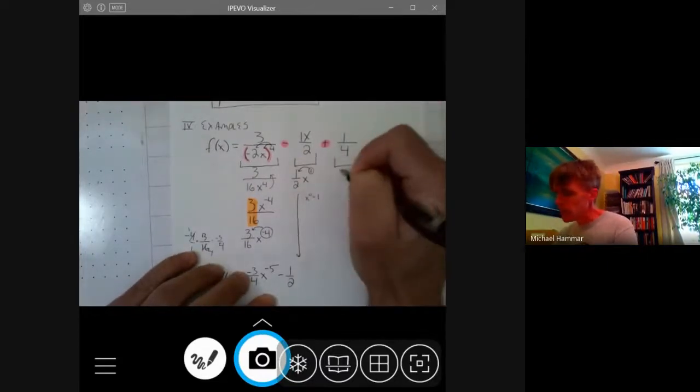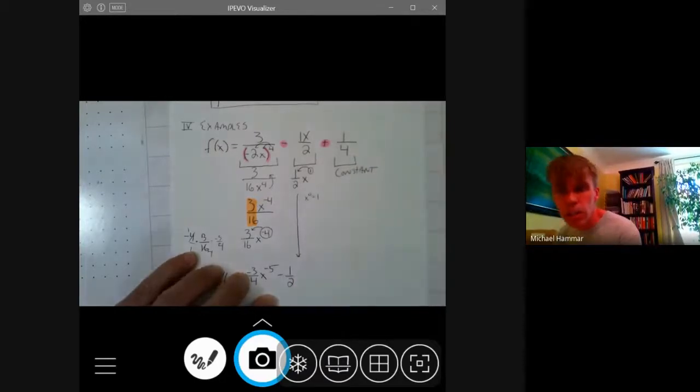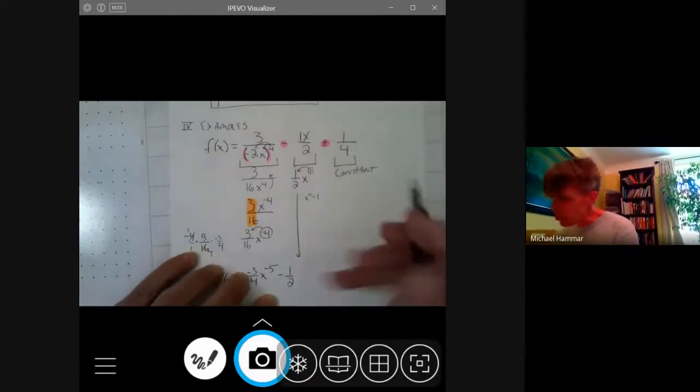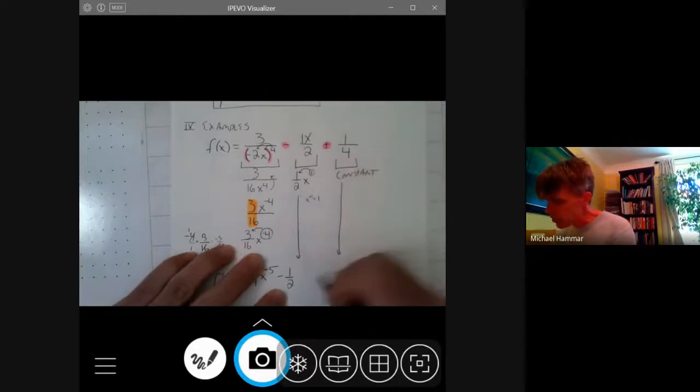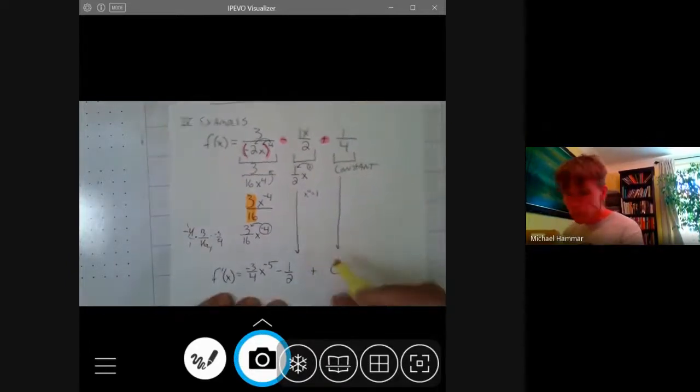Now, the final thing is this. Look at this part. You need to see that this is a constant. Even though it's a fraction, it's still a constant. So anytime you take the derivative of a constant, the derivative is plus 0. We do not need to write this plus 0 here.